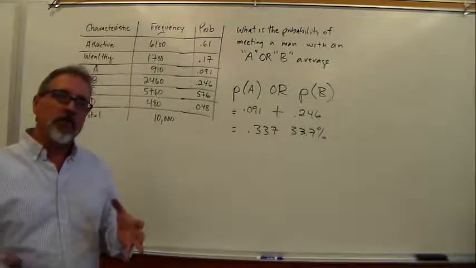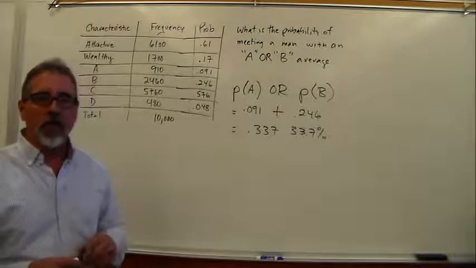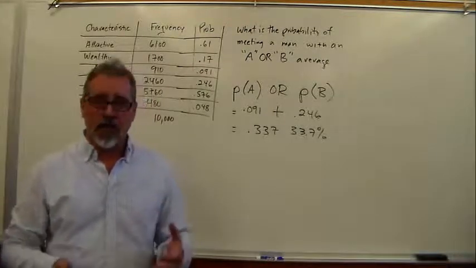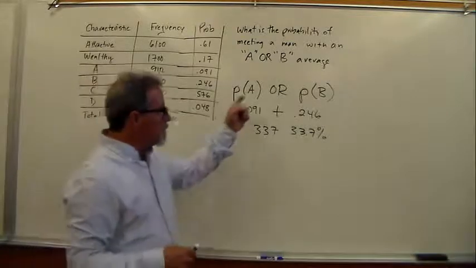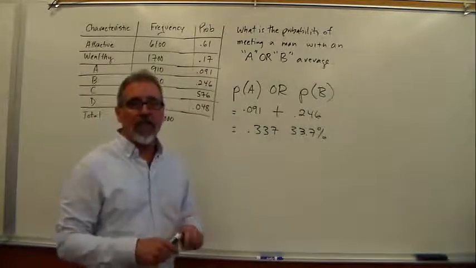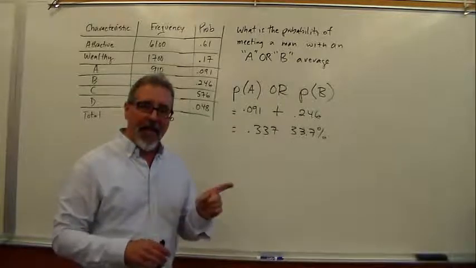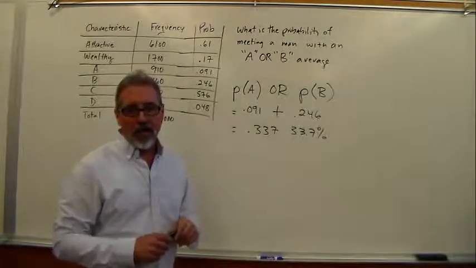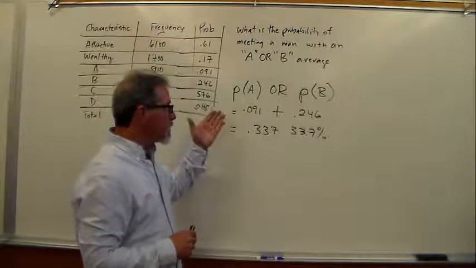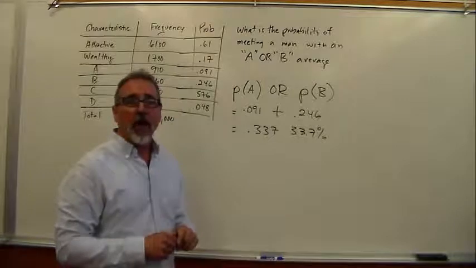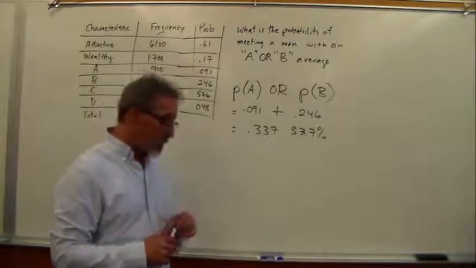But there is something interesting about the or condition we have to take into account. We have to take into account a concept called mutual exclusiveness. These two probabilities are mutually exclusive. You cannot meet a single male who has both an A and a B average. This is called a mutually exclusive condition in the or condition, and we don't do anything to this probability. It stays just the way it is.